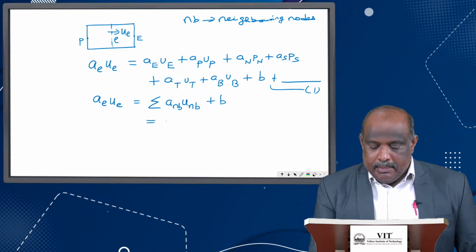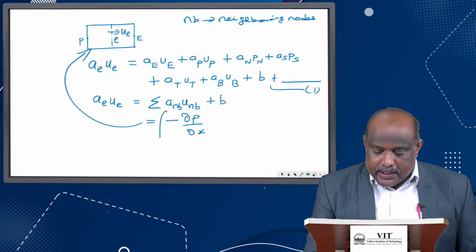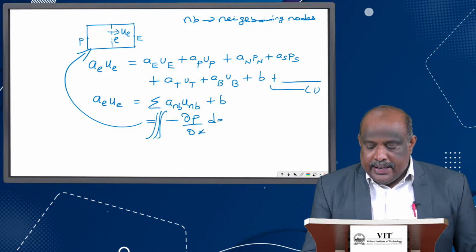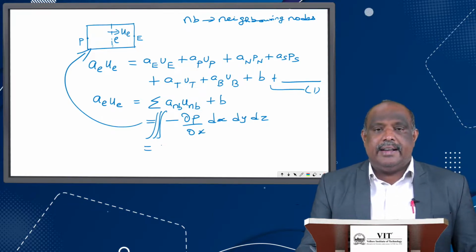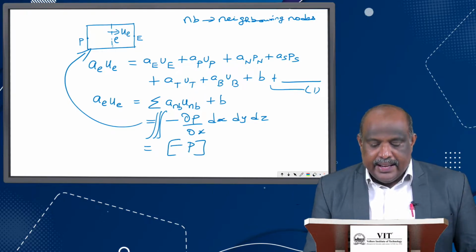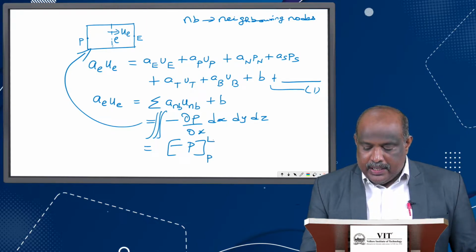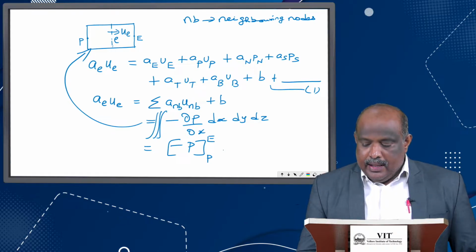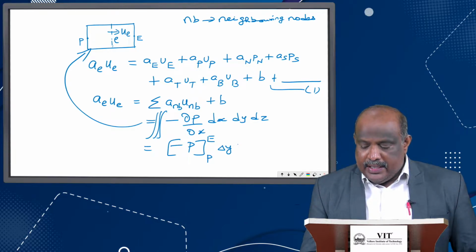So it is minus dou P by dou x. Since I am going to apply it to this control volume, it will be the triple integral of minus dou P by dou x dx dy dz. As I told you yesterday, when I integrate the first derivative, it becomes the normal quantity. So it is minus P from P to E, from the present node to the eastern node; the lower limit is P, the upper limit is E. And dy will become y, and applying the limits it will become delta y. Similarly dz will become z, and applying the limits it will become delta z.